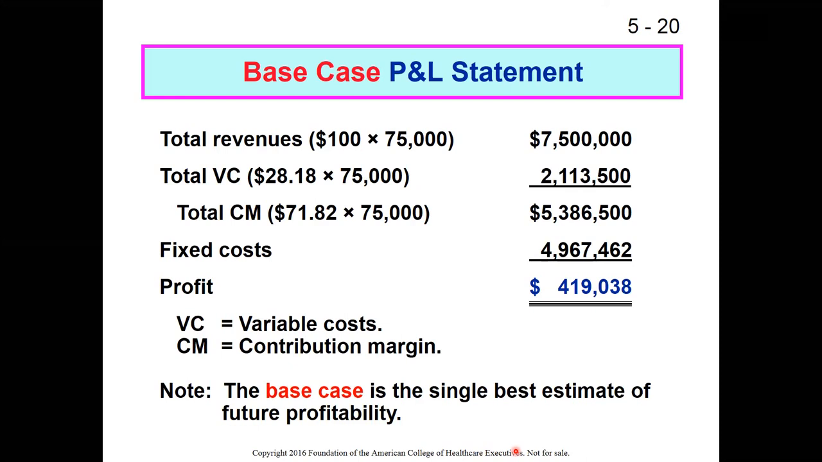thinking about the relationship between profit and volume, as well as allowing you to make some estimations when you change assumptions, like, well, what happens if I change my revenue assumption? Well, if you've built this model, particularly if you build this model in Excel, you can just go in there and change. Let me see what happens if I change it from 100 to 80. Let me see what happens if I change it from 100 to 110. What happens if I change my variable cost per unit from 28 to 30?